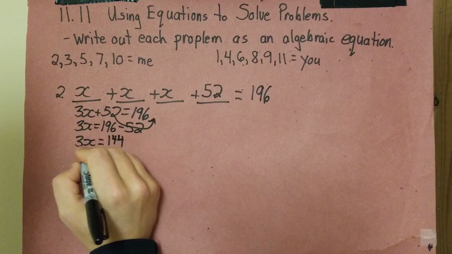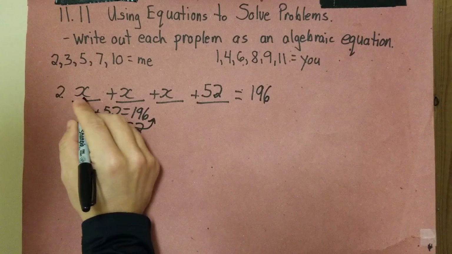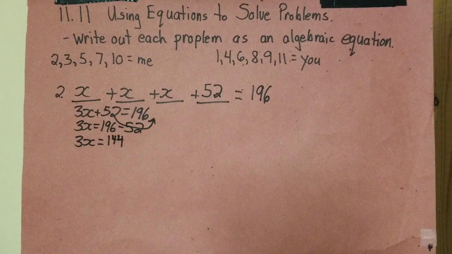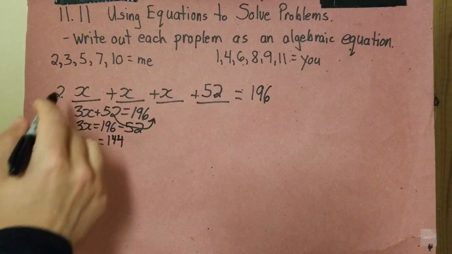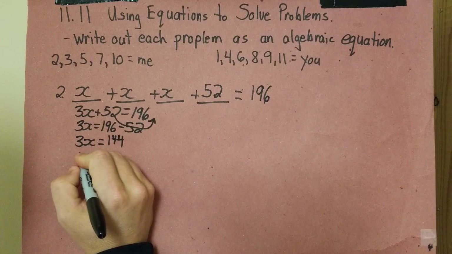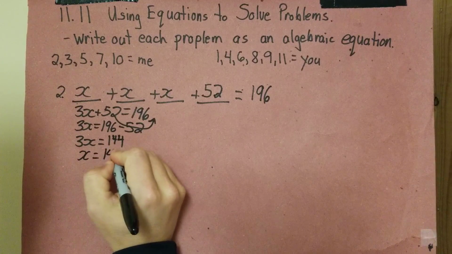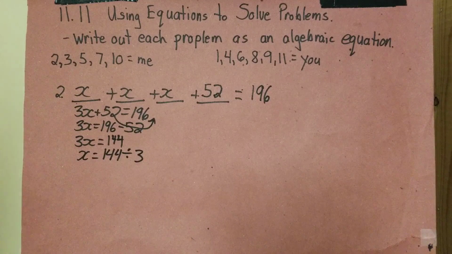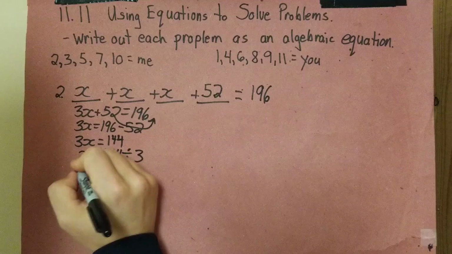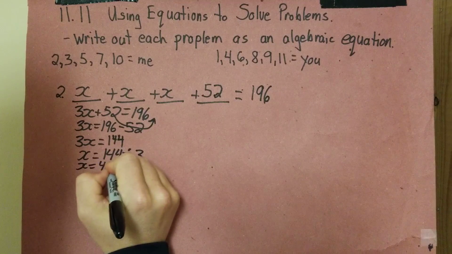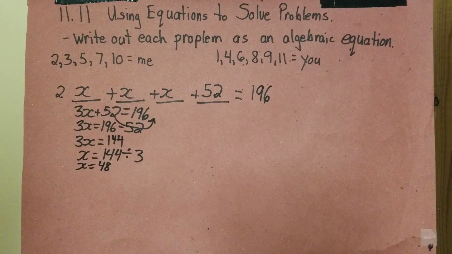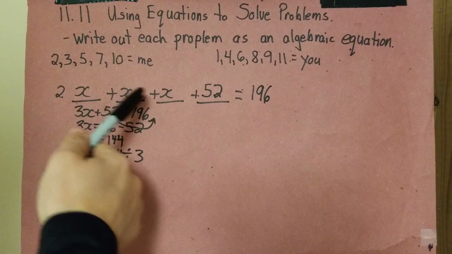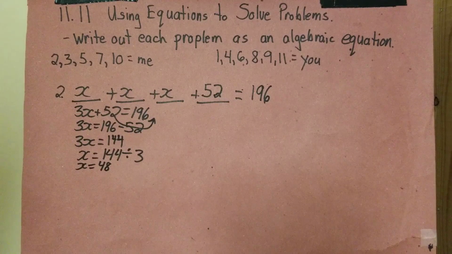And I want to know what 1x is, because that's what the question is asking, right? How many pages did she read on each of the first 3 days? So what is my x? So I want 1x. So this is stuff that we have been doing for the last couple weeks. And that means x is 48. So I can also check my work. If I said 48 plus 48 plus 48 plus 52, that should equal 196. I can use my calculator for that, and it does.